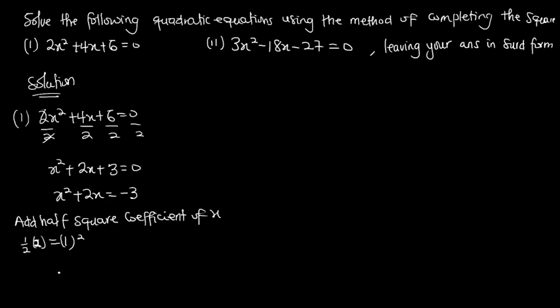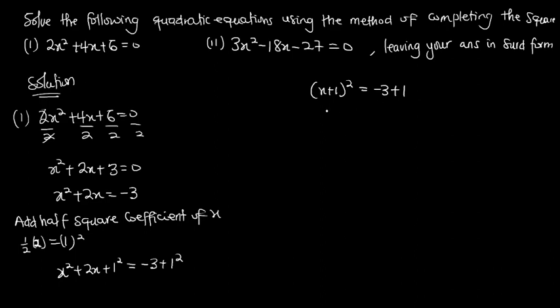So I add it to both sides. So I have x squared plus 2x plus 1 squared is equal to minus 3 plus 1 squared. So this side, as usual, is a perfect square, so it means I can write x plus 1 all squared. So I have x plus 1 all squared is equal to minus 3 plus 1 squared is still 1.